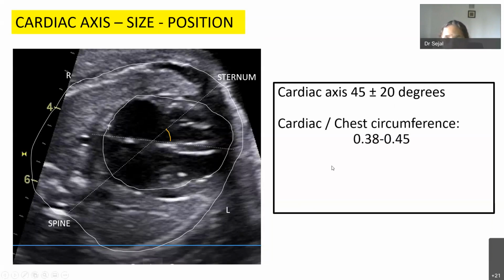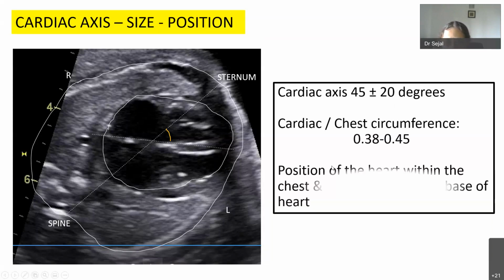The cardiac size, you could compare it with the circumference comparison with the chest, or also the ratio with the chest, and normally it should not exceed more than 45%. The position of the heart in the chest is important, that the whole mass should be lying on the left side of the chest with the apex base relationship towards the left. That means it should be levo position with levocardia.